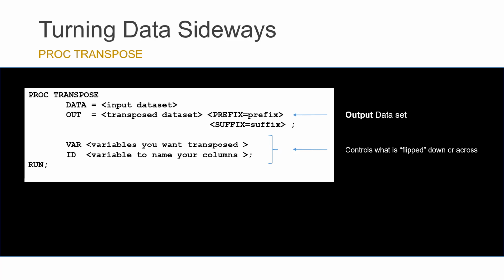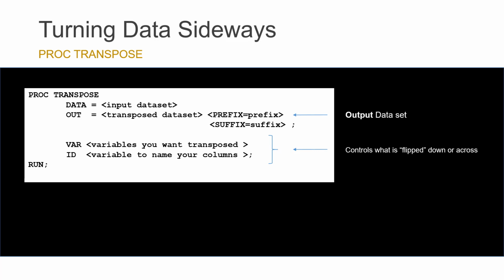Proc Transpose, data equals, just like every other procedure, the input data set. Out equals, this is going to be the output transpose data set. You have some options to prefix the columns if you're taking skinny data and turning it wide. The prefix or suffix option is quite useful. It matches to the ID variable, right? So the variable name you want to use, it's not the variable name for your columns, but it's the contents of that variable will be used to create the column names.